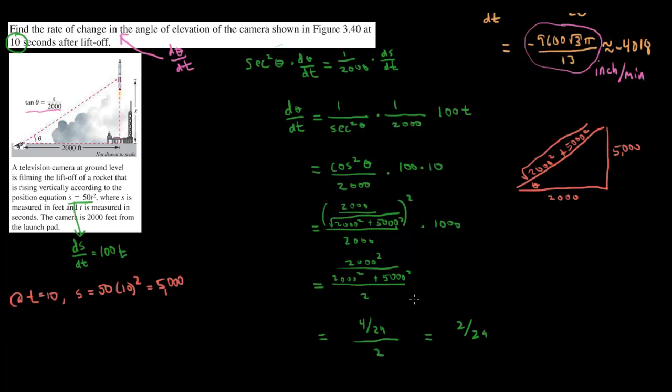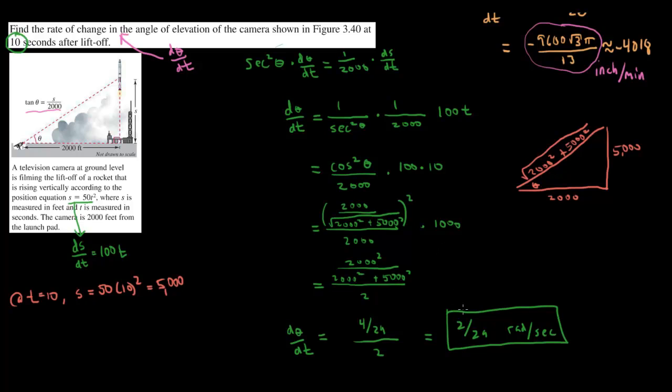Now, what are our units here? What do we solve for? We solved for d theta dt. So what's theta? How is theta measured? It's measured in radians. And now what's our time measurement here? It's in seconds. So that's radians per second. Okay? So 2 over 29 radians per second.